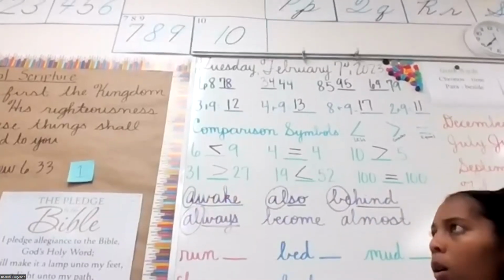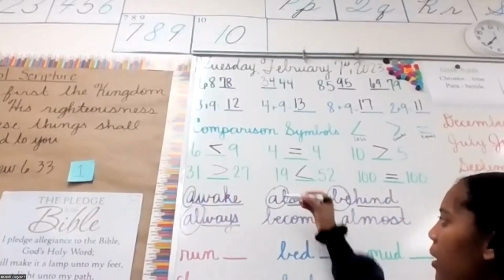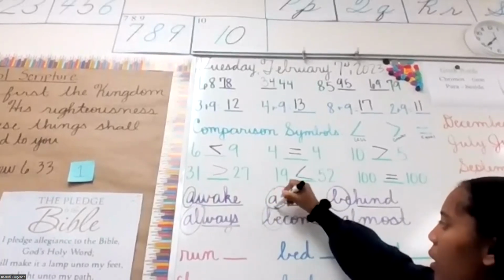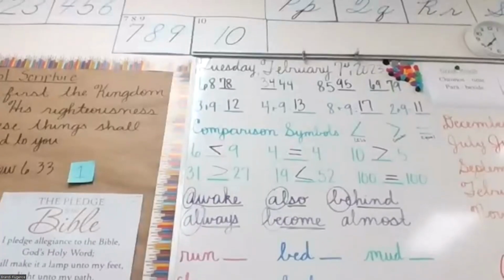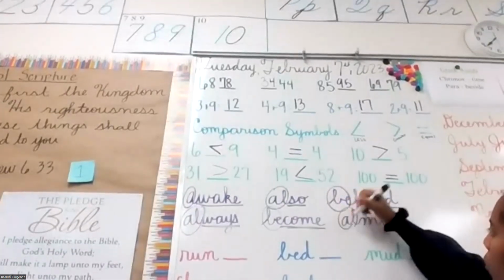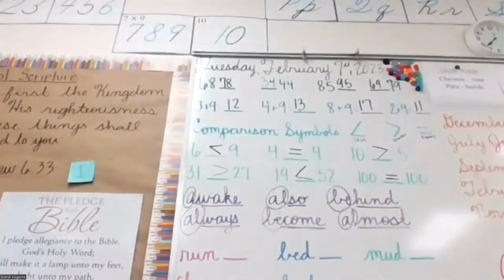The word is always. Next prefix be, root word come. The word is become. And then prefix AL, all, and root word most. The word is almost. Okay, so this is how we mark prefixes.